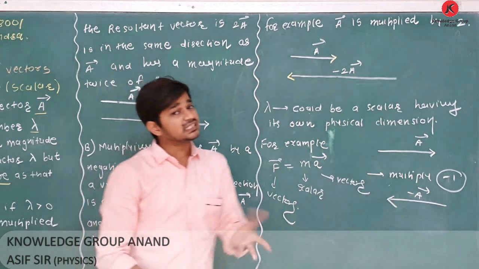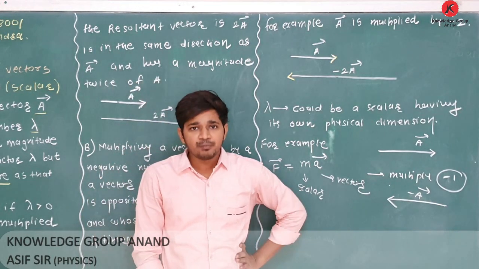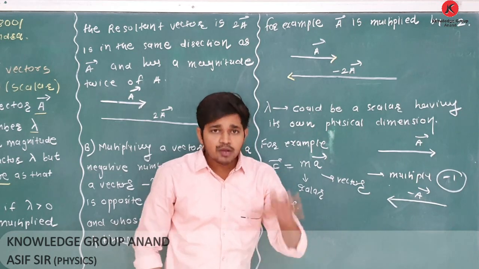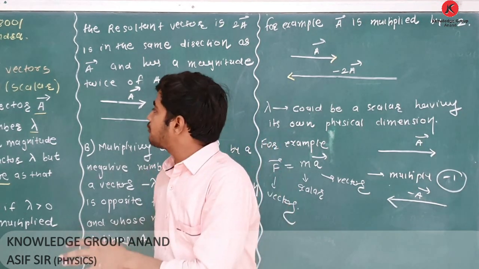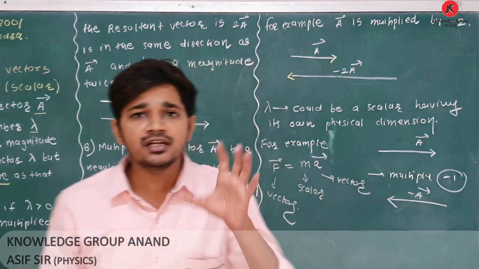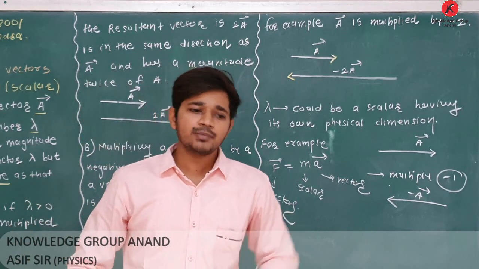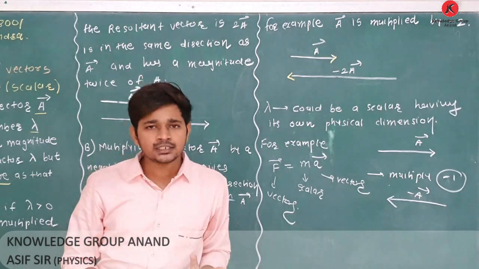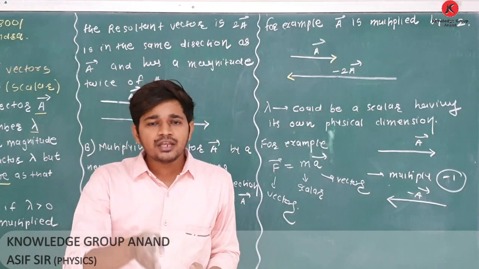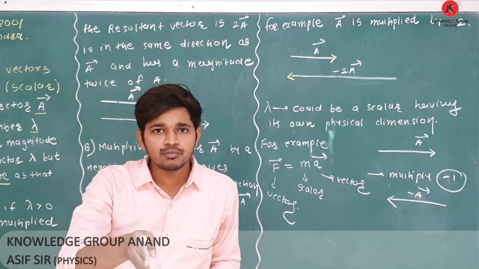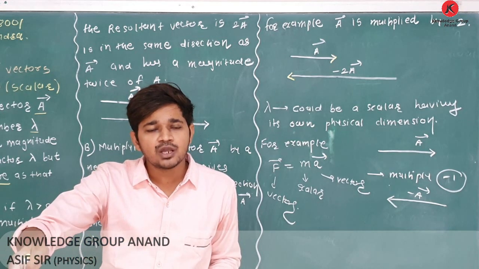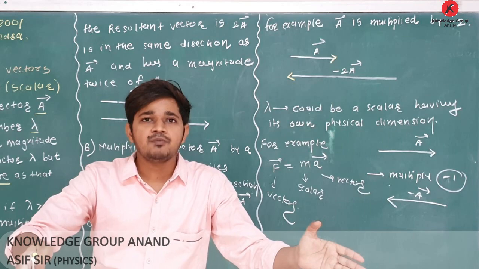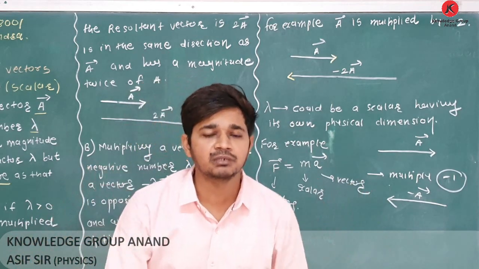And magnitude remains same. Clear about this? Okay, so it is multiplication of vectors by real number, positive real number and negative real number. What is the conclusion? Yes, when you multiply with positive number, direction remains same. When you multiply with negative number, direction becomes opposite, and magnitude depends on that number.